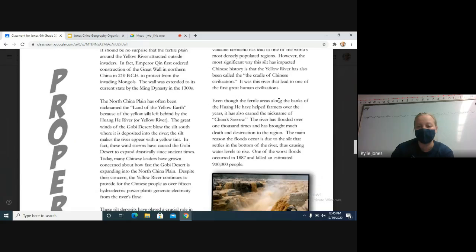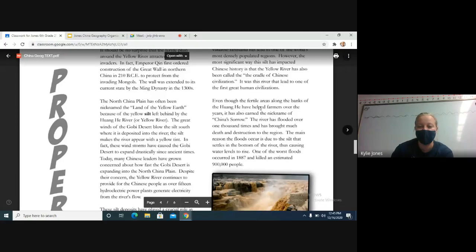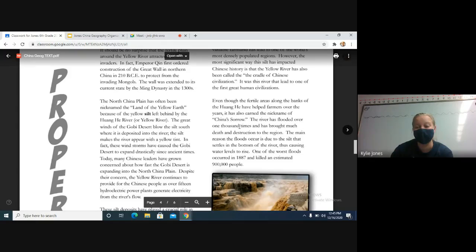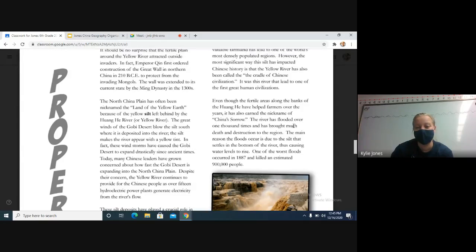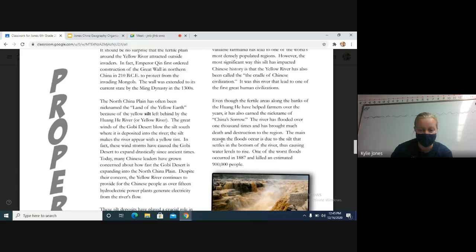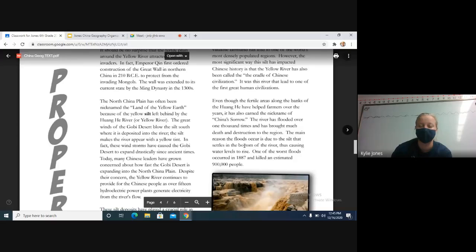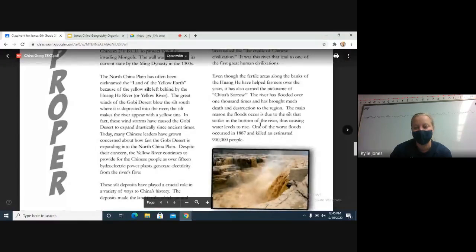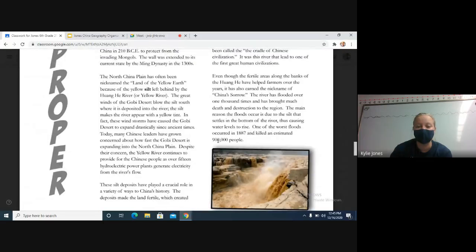Even though the fertile areas along the banks of the Huanghe have helped farmers over the years, it has also earned the nickname China's Sorrow. The river has flooded over 1,000 times and has brought much death and destruction to the region. The main reason the floods occur is due to the silt that settles at the bottom of the river, thus causing the water levels to rise. One of the worst floods occurred in 1887 and killed an estimated 900,000 people.